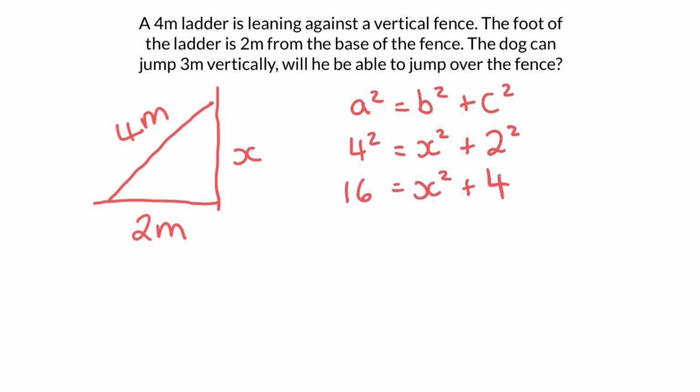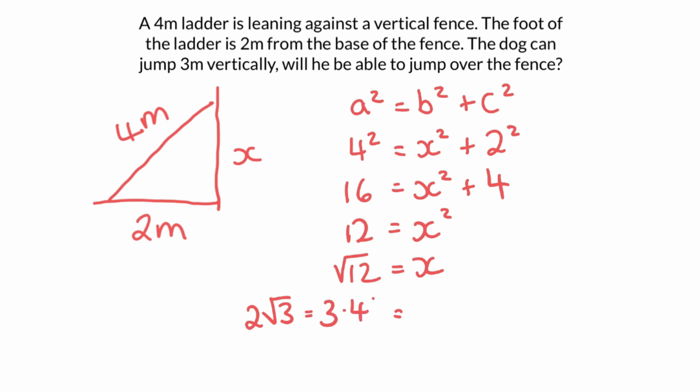So if we take away 4 from both sides, we've got 12 is equal to x squared. So if we square root both sides, we can get x on its own. So the square root of 12 is 2 root 3. But because we're doing a real life scenario, and when we're talking about heights or lengths, we do it in numbers, so I'm going to rewrite that as 3.46 metres is equal to x. So if the dog is able to jump 3 metres vertically, will he be able to jump over the fence? No, he won't, because the fence length is 3.46 metres.